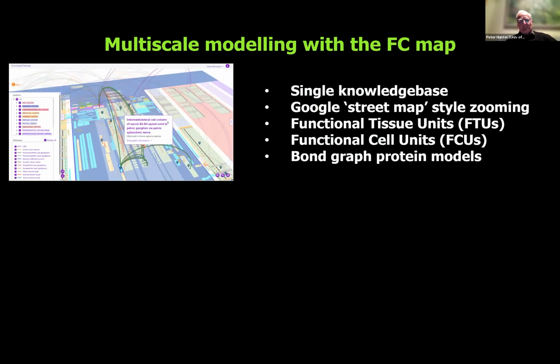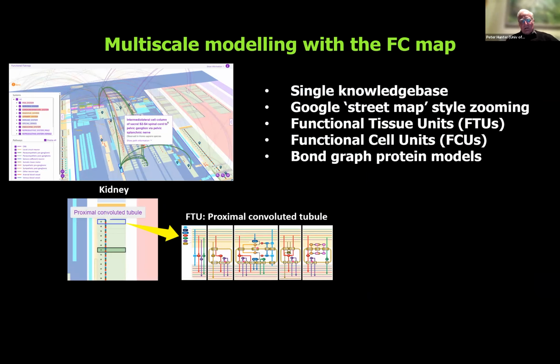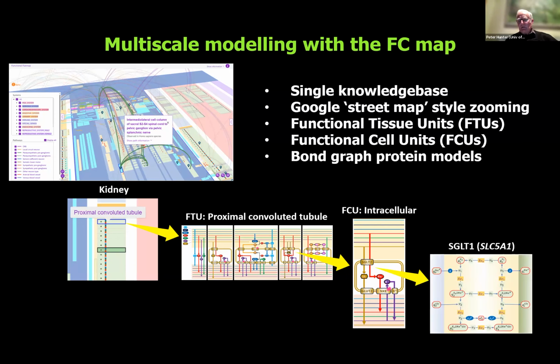And the idea is that with the FC map we have a single knowledge base which we can interrogate with a Google Street Map-like view. So we can zoom in, we can see the big picture, and we can decide what elements we want from the big picture, but we can zoom into the detail as well. And here's an example for the kidney going into the proximal convoluted tubule, looking at the functional tissue unit at that scale, going down to the level of an intracellular unit, in this case glucose control using GLUT and SGLT, and then down to these individual transporters that I was talking about earlier.